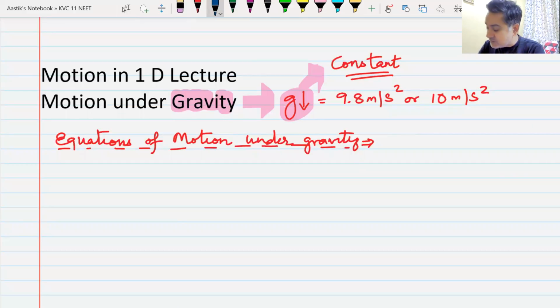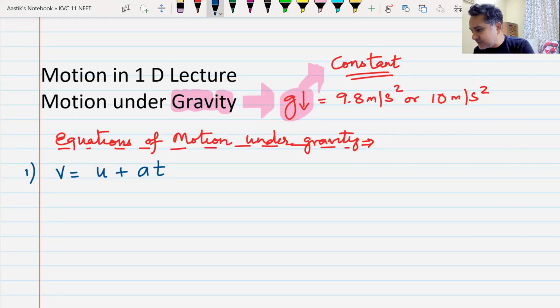Can you tell me what would be the first equation of this motion under gravity? I'll tell you the first equation, then I'll hope that you can tell me the second one. V is equal to U plus AT. That would be the first equation that we are going to use. The only thing is here, one thing is always known to us. What is that thing? That is the value of A. Acceleration is always equal to G. And G is always downwards.